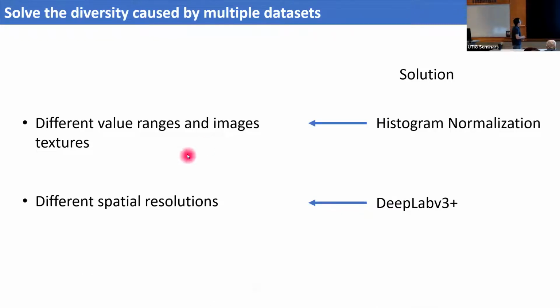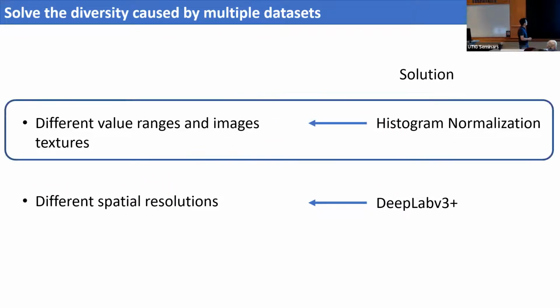And how do we solve the diversity caused by multiple remote sensing datasets? We use histogram normalization to solve the different value ranges and image textures, and we use a more advanced deep learning network to solve different spatial resolution. So first, let's talk about this histogram normalization.